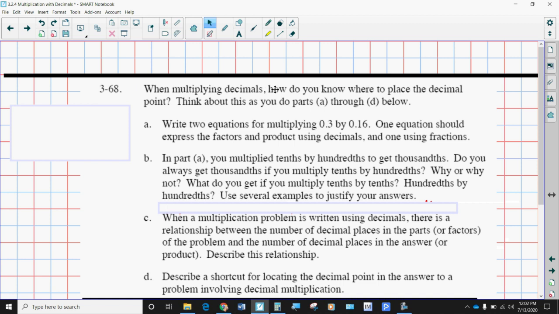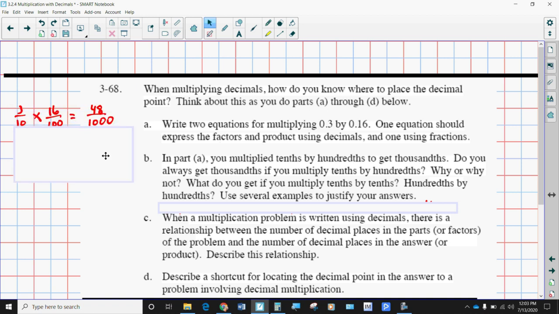All right, so when multiplying decimals, how do you know where to place the decimal point? That's the million-dollar question for this lesson, okay? So write two equations for multiplying 3/10 times 16/100. One should be using decimals and one using fractions. So I decided to do this here. Why don't you go ahead and do that, pause, and write down the two equations and multiply them together. I guess they would be expressions, really, because I don't think we have to get the answer yet. But if you want to write in the answer, go ahead.